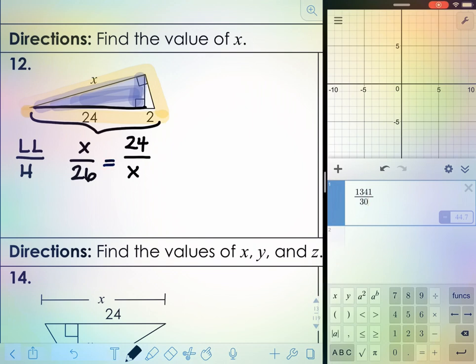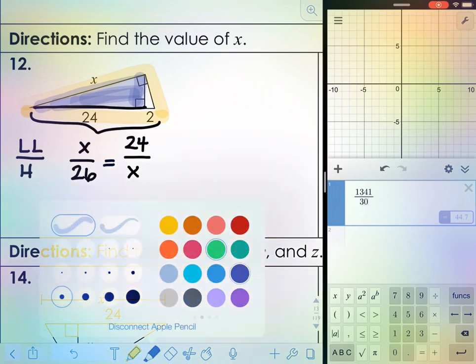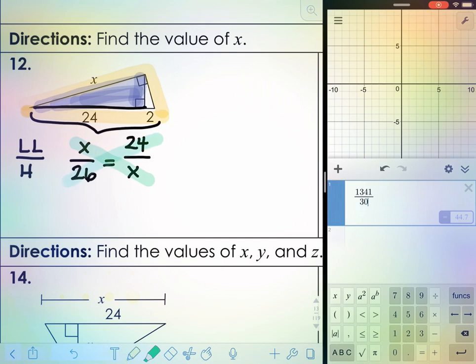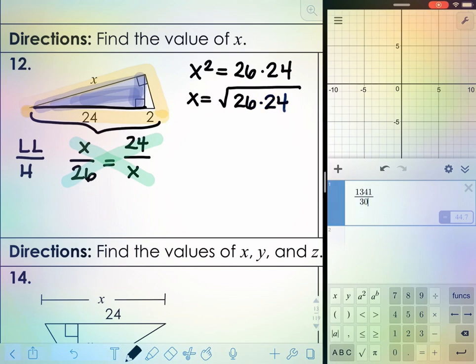Okay, so we're going to solve this proportion. Cross multiply. We have x squared equals 26 times 24. Square root both sides, we get x equals the square root of 26 times 24. You could multiply that out and then go find the largest square root that fits into that number. But I'm just going to break this down.